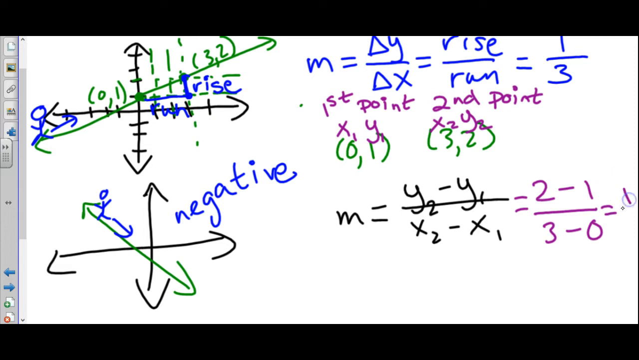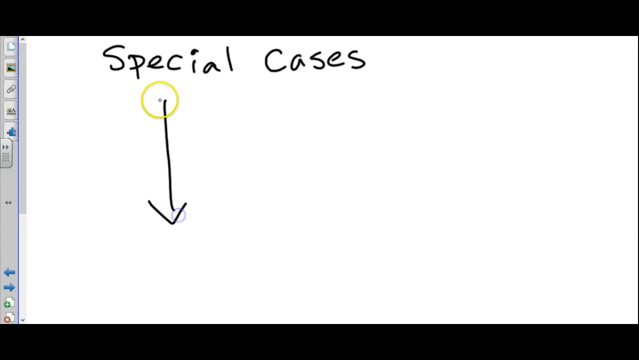2 minus 1 is 1. Our subtraction on bottom next. 3 minus 0 is 3. So using that equation, we have also found the slope. Now there are some special cases. That is when you have a horizontal line or a vertical line.